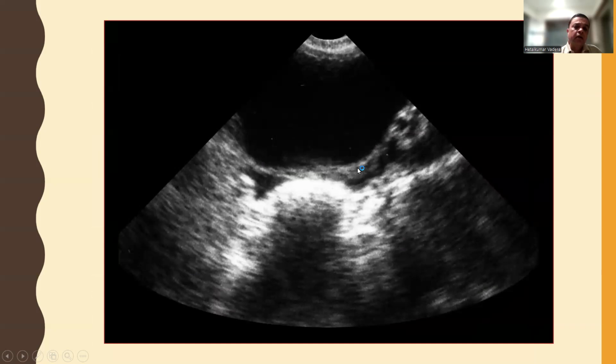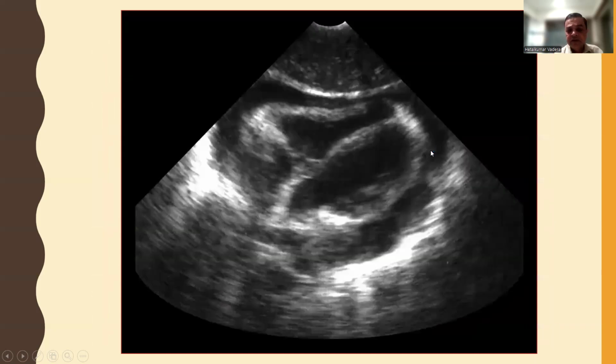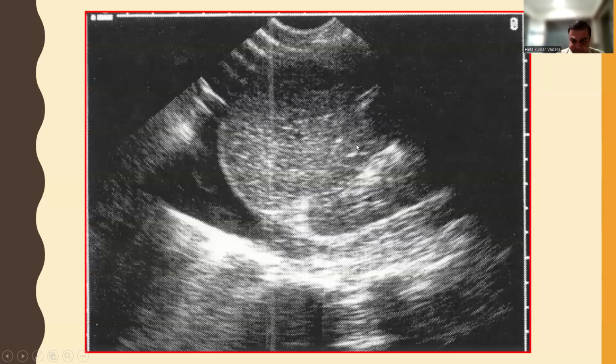This is the pelvic view where you can see the collection between the bladder and the uterus. So this is the collection in this area. Again, this is the hemopericardium. This is the heart. If you find right ventricular and right atrial collapse during systole, there are chances that the patient is going into cardiac tamponade. So in that case, you have to drain it immediately.